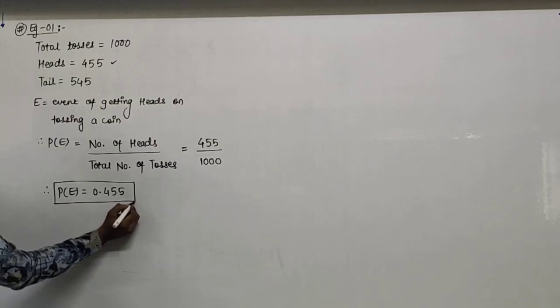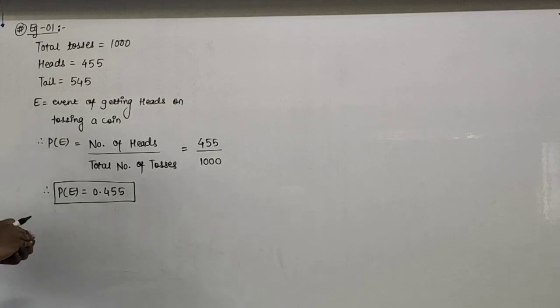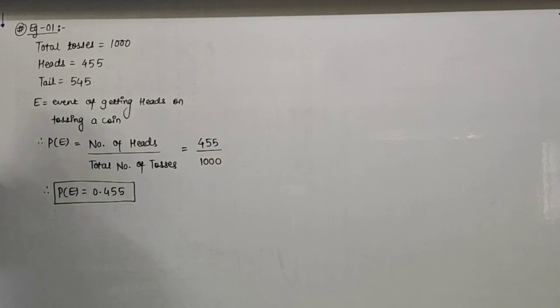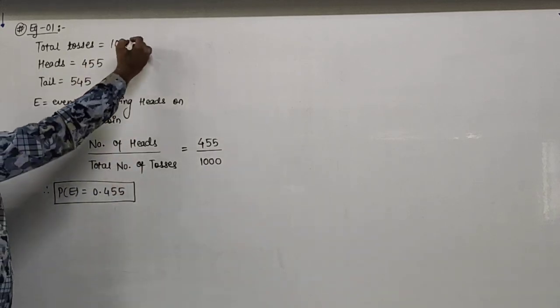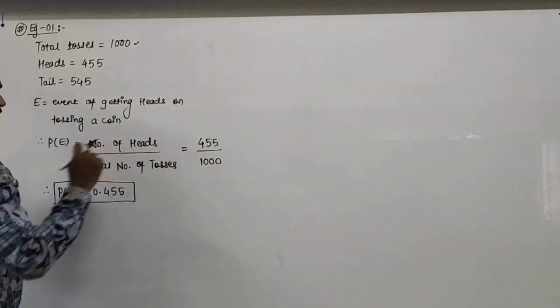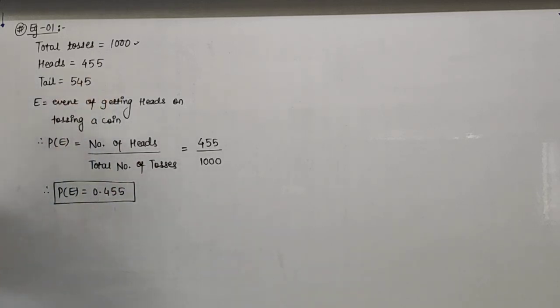So simple, whatever probability you need to find, for heads, for tails, or for anything given in the situation, simply get the number of things that is possible divided by the total number of things that is given. The total number of things, that means total number of tosses, is given: we tossed the coin 1000 times. So divided by 1000, the number of heads we got in those 1000 tosses was 455. So we can simply get the probability, that is 0.455.